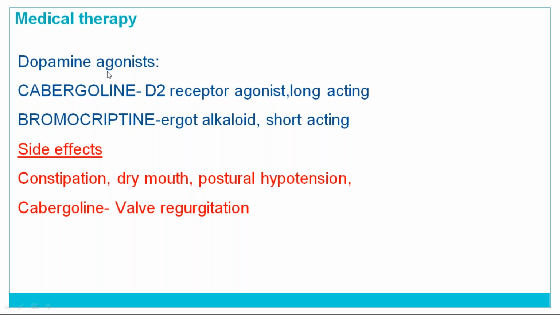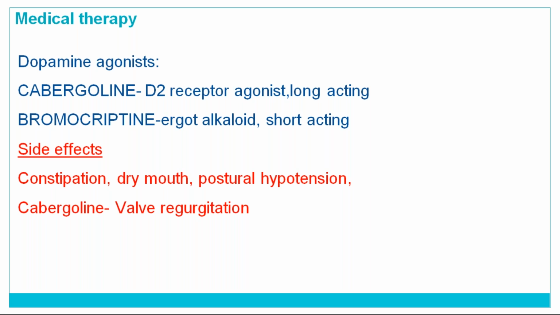So what do you do? What I have told you, dopamine, what will it do? What is the impact of dopamine on prolactin? Inhibition of prolactin. So what do you want to give, dopamine agonist or antagonist? You will give an agonist. So there are two drugs, cabergoline and bromocriptine. Cabergoline is a D2 receptor agonist, which is long acting. Okay. If you give cabergoline today, the effect will last for 14 days. So the tumor size also will be reduced.